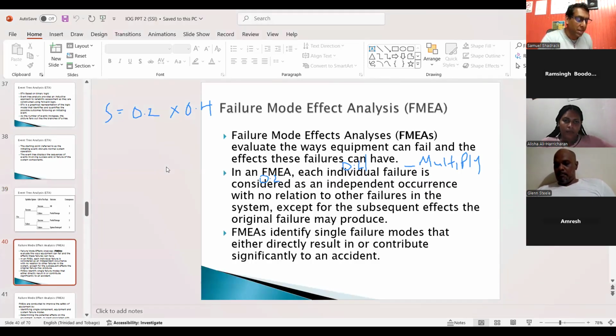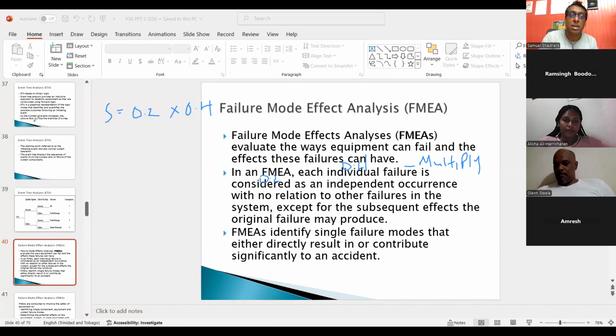So there's one called failure mode effect analysis. If you want, I could just read one slide and explain. I didn't see too much of this either in the course, but this is yet another example of another advanced technique. So failure mode effect analysis evaluates the ways equipment can fail and the effects these failures can have. In an FMEA, each individual failure is considered as an independent occurrence with no relation to other failures in the system, except for the subsequent effect the original failure may produce. FMEAs identify single failure modes that either directly result in or contribute significantly to an accident. So to explain that, the answer is right there, but it's for us to zoom down on it, right? Let me just try to clean this slide a bit.